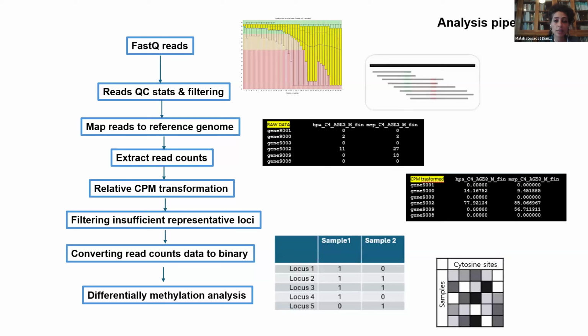After having the sequences in hand, we check the quality of the samples, and then to do assembly, we use the reference genome of Nothobranchius furzeri, and we extract the read counts. Then we check them for normalization and filter the insufficient loci, and then change them to binary data. And finally, we do the differential methylation analysis.